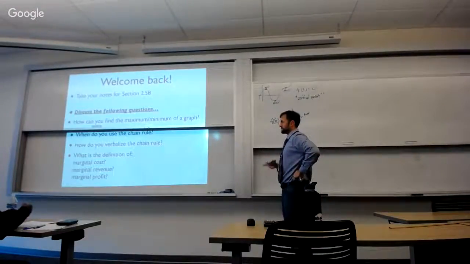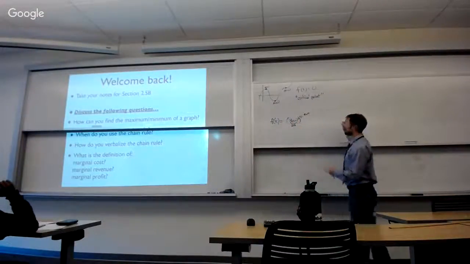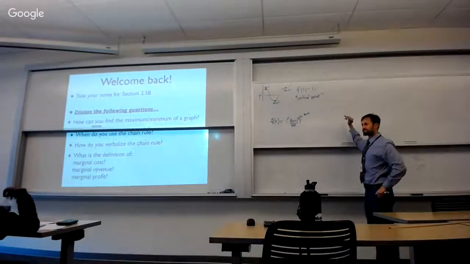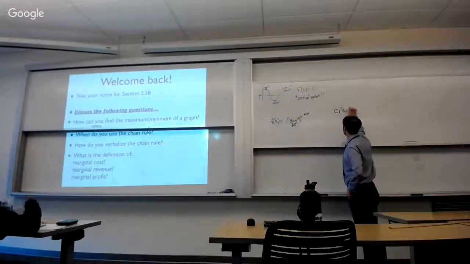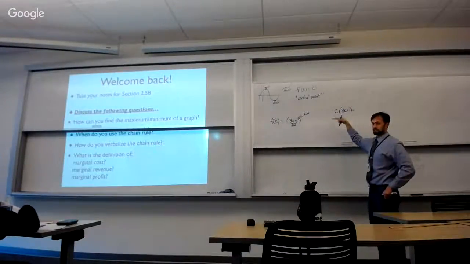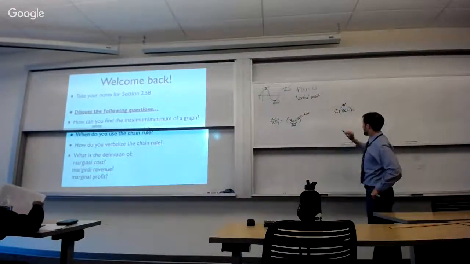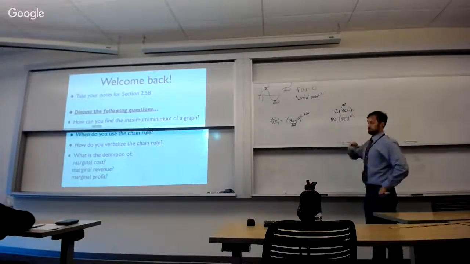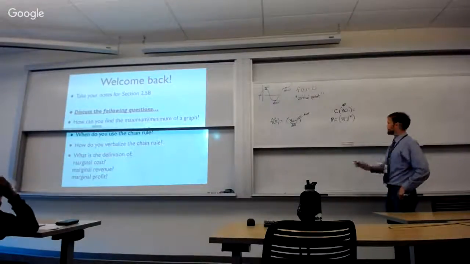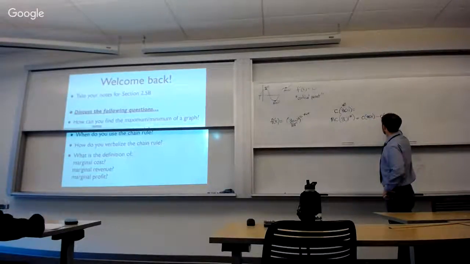Okay, then next, what is the definition of marginal cost, marginal revenue, and marginal profit? So what does that word marginal mean anyway? Let's clarify. If I wanted the cost of 801 items, I would just go ahead and plug in 801 into the cost function. That would tell me the cost of all 801 items. Whereas if I wanted the marginal cost of the 801st item, then I'm just talking about the actual 801st item itself. And that's going to be the cost of all 801 items minus the cost of the first 800 items.